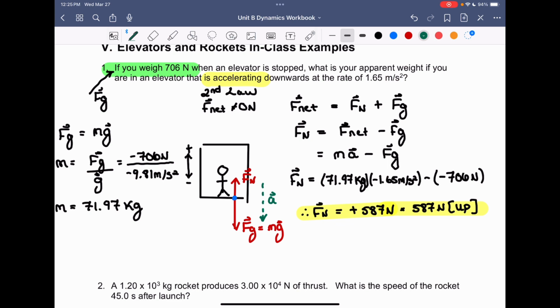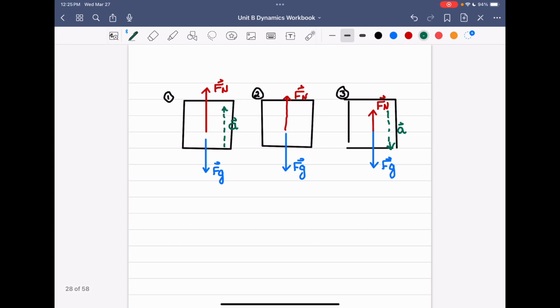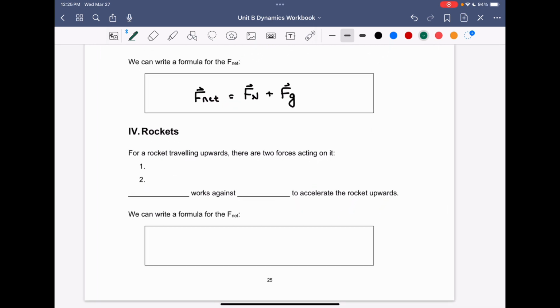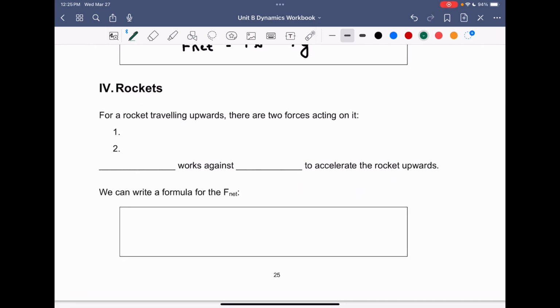All right, now the next example relies on the fact that we have to create a definition of what is happening with rockets. So rockets is our third and final example for vertical plane forces that are balanced or imbalanced depending on the given situation. So in the vertical plane, we've now dealt with tension, we've dealt with elevators and apparent weights. Now we want to deal with rockets and thrust and see how this changes things, if it does change things at all.